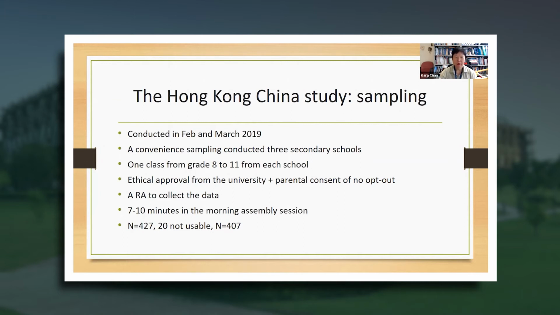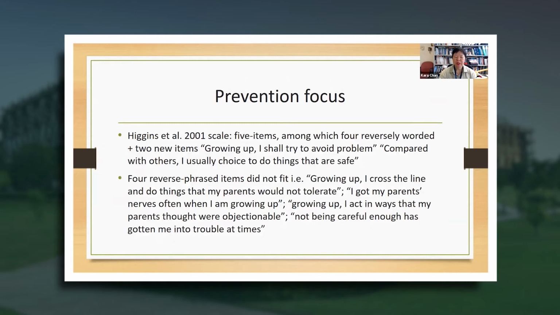Altogether, we collected over 400. Some are not usable. How do we know? Either they have a lot of blank questions, or they have exactly the same answer for all the questions. Prevention focus was not that successful.